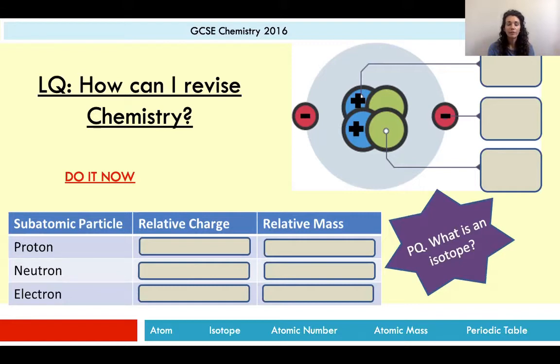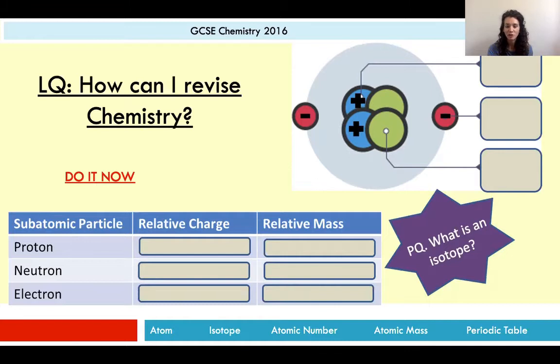So remember the three subatomic particles, protons, neutrons and electrons. What are their relative charges and what are their relative masses? And there's a very simple diagram of an atom there, and I'd like you to label which one's a proton, which one's a neutron and which one's an electron. So pause the video and have a go at that now.